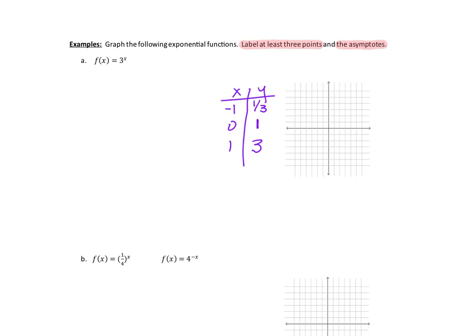And the reason that I don't go any further is because if we go out to 2, for instance, 3 squared is 9. I don't have that on my graph. And if we raise it to the -2, we're going to get 1 over 9. That's even harder to graph. And so that is why I stick with just these 3 points for pretty much all of my exponential functions.